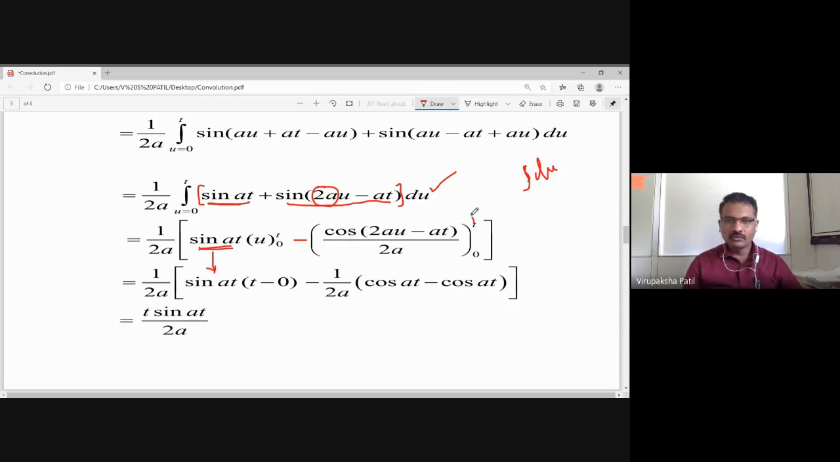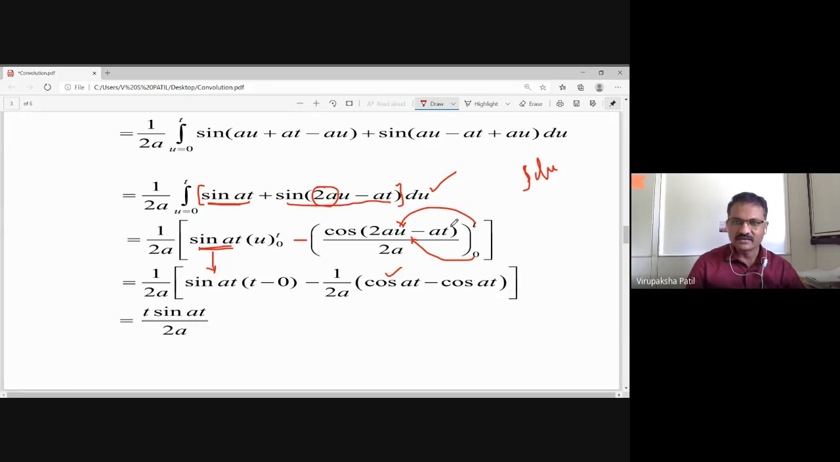Now, what we will do, we will put the upper limit first here. If you put the upper limit, what happens? Wherever u is there, you have to put t. So it becomes cos 2at minus at. That becomes cos at. Then minus lower limit. What is your lower limit? Lower limit is 0. Wherever u is there, put 0. So that becomes what?